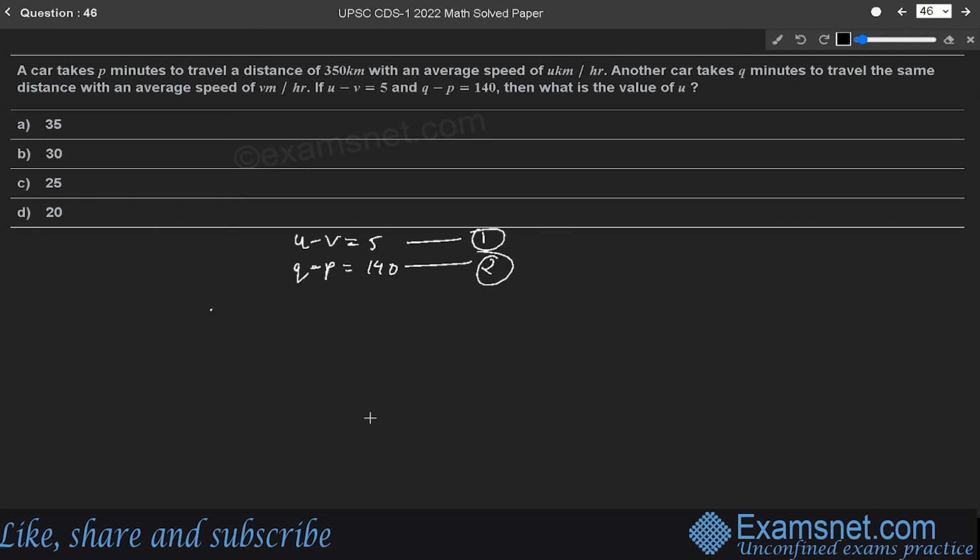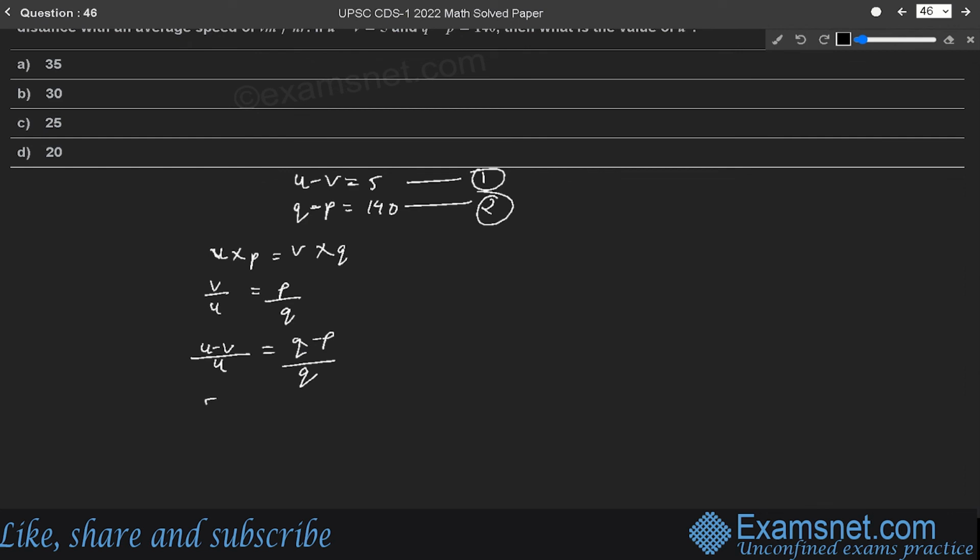It means that u into p is equal to v into q, or it can also be written as v upon u is equal to p upon q. Now by using the componendo rule, we get u minus v upon u is equal to q minus p upon q, or we can also write it as 5 by u is equal to 140 upon q. Therefore, the value of q will be 28u. Let this be equation number 3.